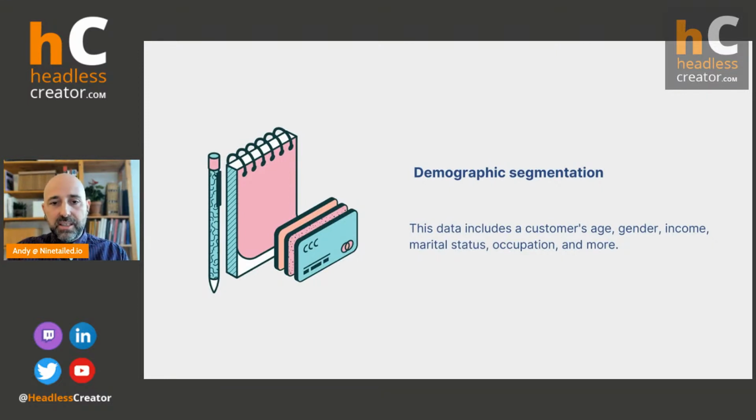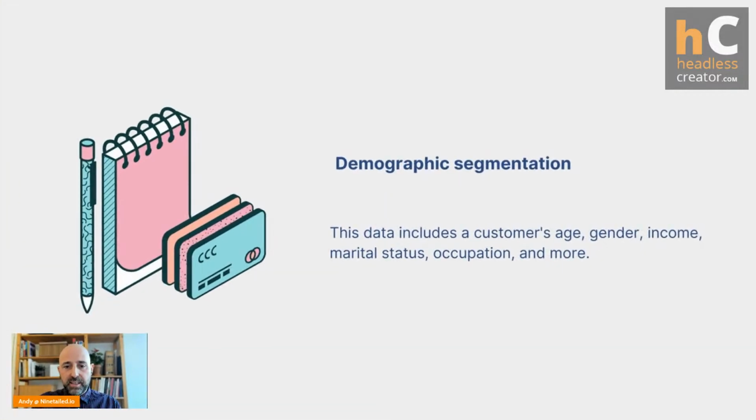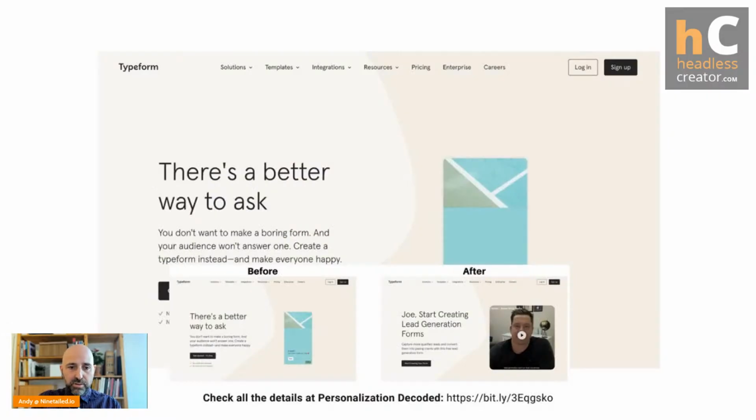One very classic segmentation is demographic segmentation. In this case, data includes customer age, gender, income, marital status, occupations, and much more. So it's data which defines a group based on all these different parts. If we see some examples, for example here in Personalization Decoded, we have an example where, based on demographic data, we show different content.